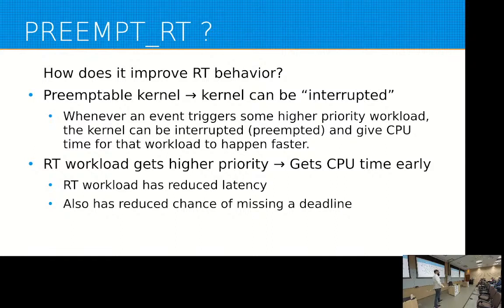Why is kernel preemption good for real-time workloads? If you have a workload which is higher priority, it can stop the kernel. And if you can stop the kernel to do your workload, you can get CPU time sooner. Then you can run that earlier and give the reply, the result, earlier than previously. And that means that your deadline is less likely to be missed.